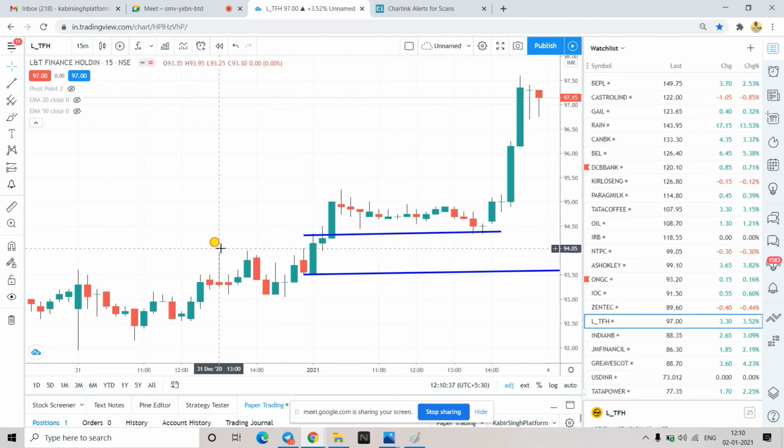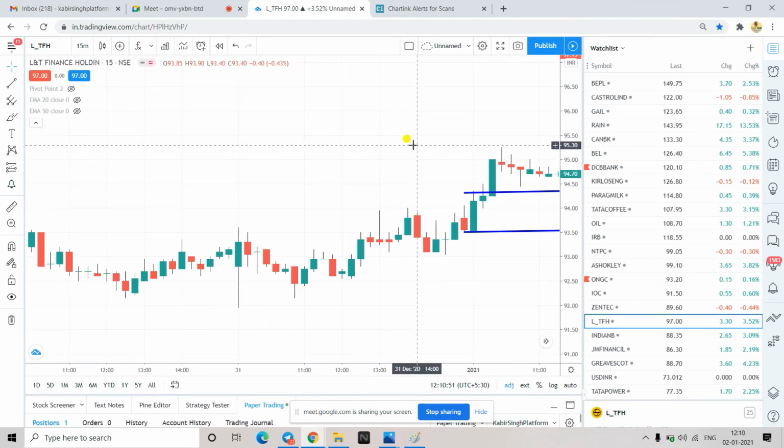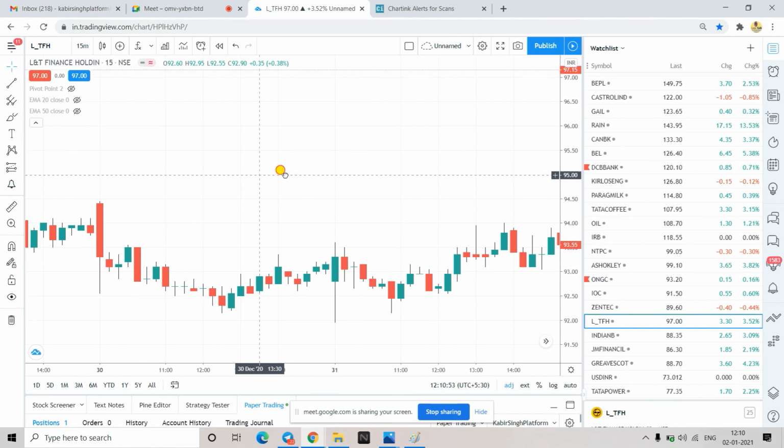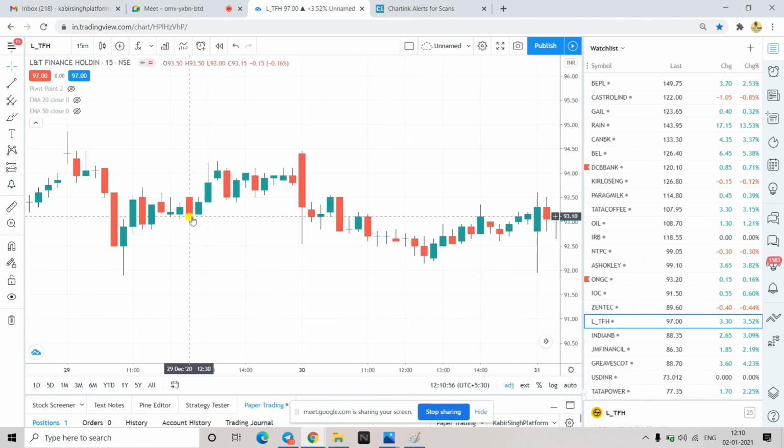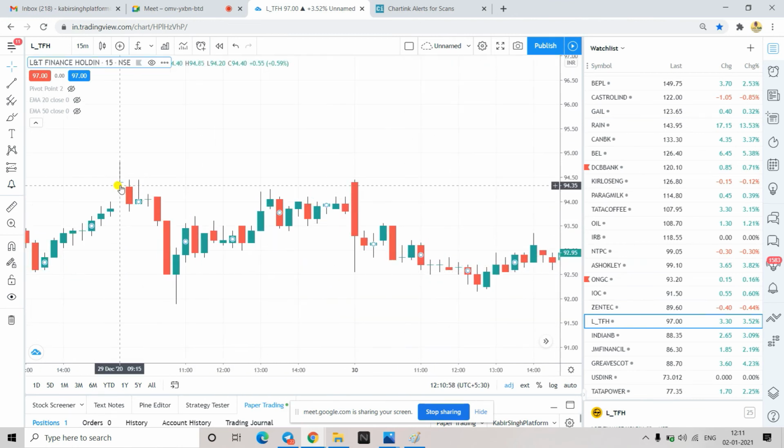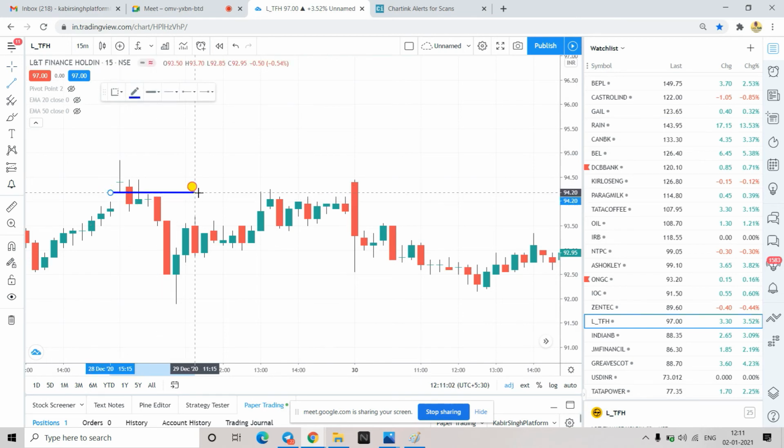Here also, if you see, this opening candle has broken the previous day high. Once you have spotted this kind of pattern, you can also enter somewhere here. This is how you can draw it. This is the first 15 minutes candle. You can draw like this.